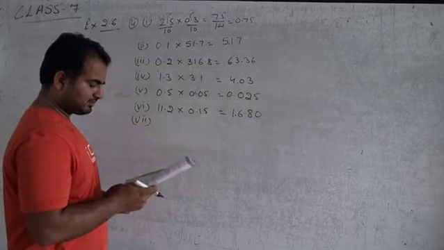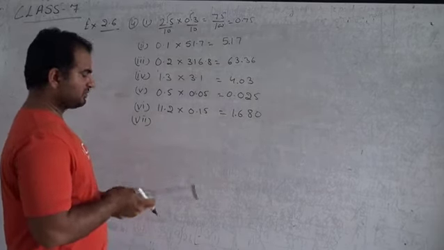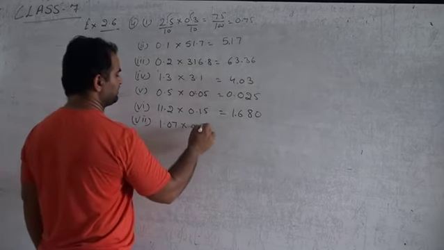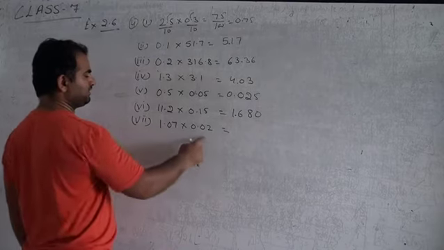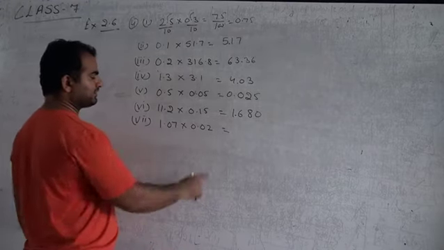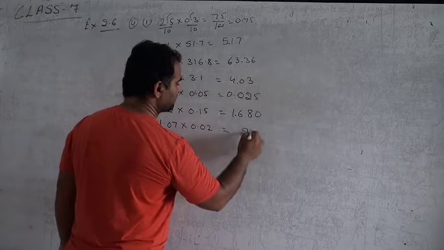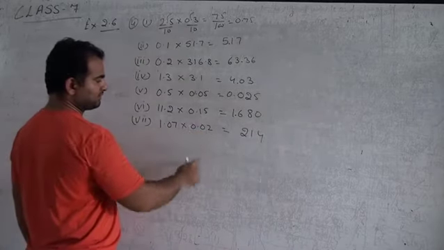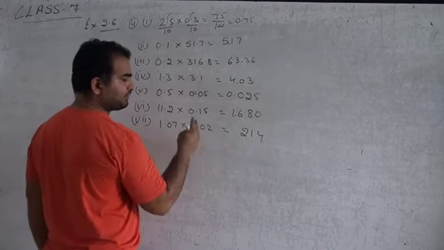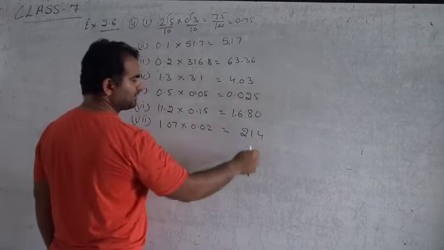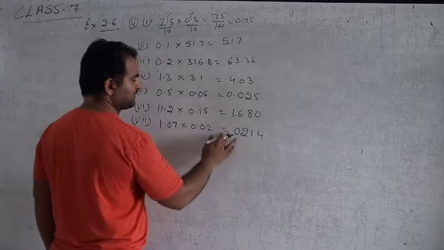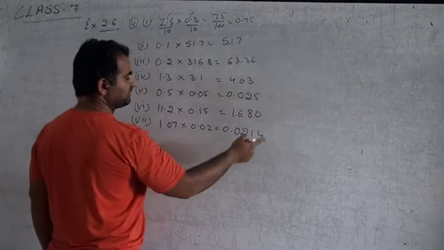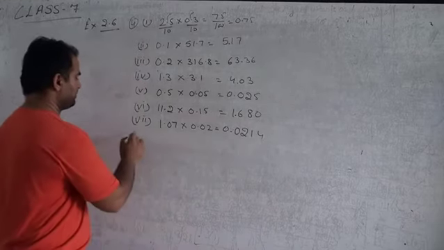Next is question number 7. Question number 7 is 1.07 into 0.02. First of all, multiply 107 by 2. It will be 214. There are 2 digits after the decimal in one and also 2 digits in the other. So we have to place the decimal after 4 digits, but there are only 3. So we have to place a 0 there. Okay, so the answer will be 0.0214.